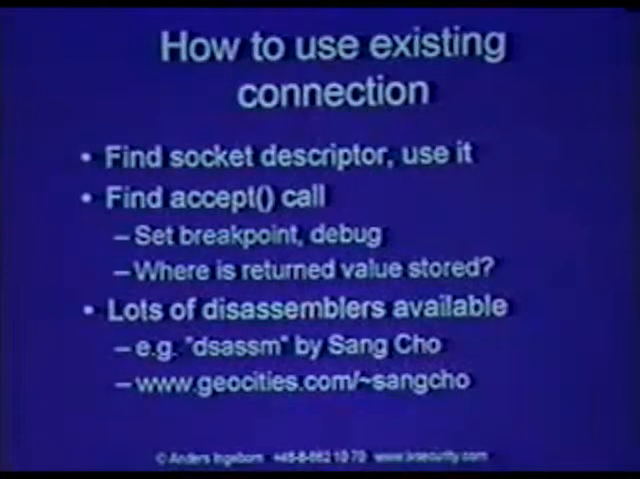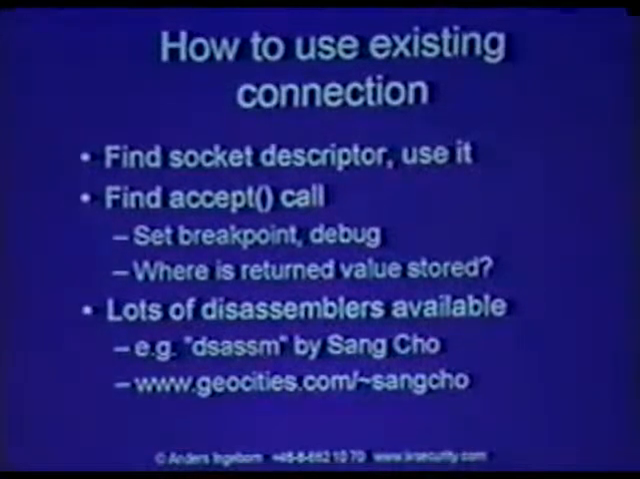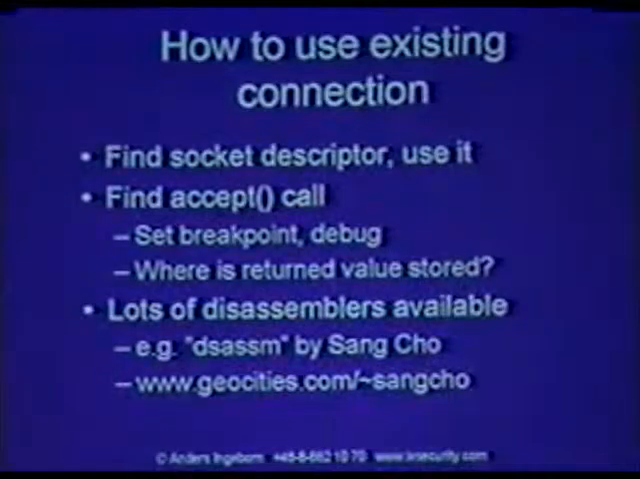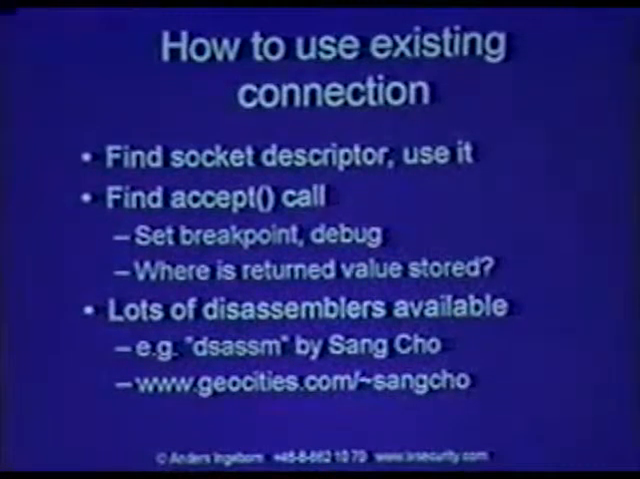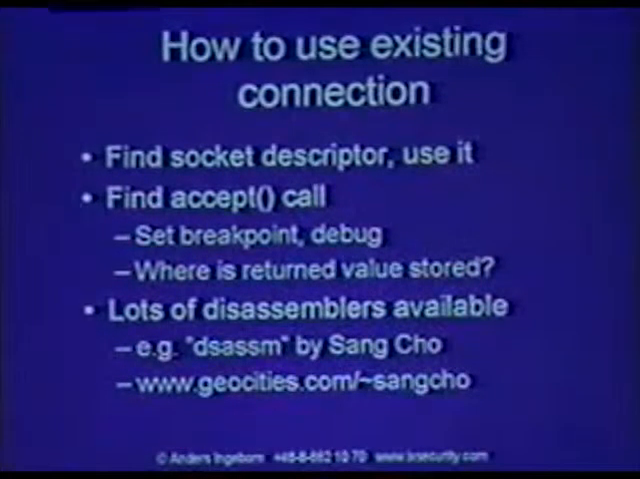Okay, so I'm a little surprised that you didn't ask this before I got to the slide, but isn't it interesting how we will manage to use the existing connection? I say we have to find the socket descriptor and use it. And how to find it is by finding the accept call. The accept call can be found by disassembling the server and maybe looking for an error message or something. And then set a breakpoint at that address in the code and debug the program. And then look where the return value from the accept call is being stored in memory, because the accept call returns the socket descriptor for the session socket.